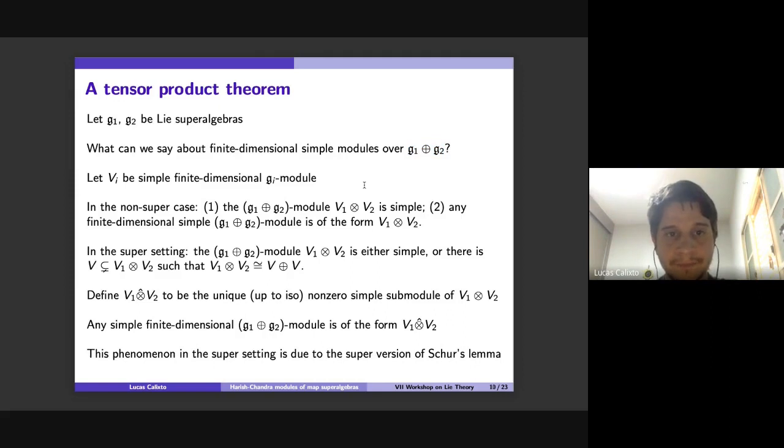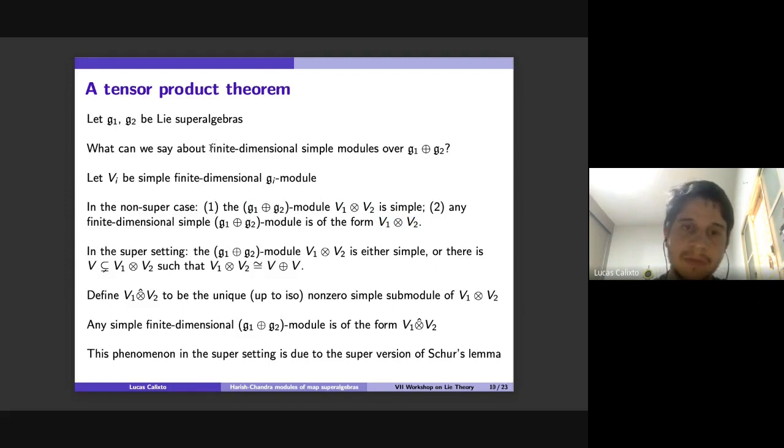In the non-super case, I'm going to state first the classification of modules over this direct sum. Let Vi be a simple finite dimensional Gi module, and assume that G1 and G2 are Lie algebras. We have these two statements. The first one says that if we take the tensor product of these two simple modules, then this tensor product is again simple over this direct sum. And moreover, any finite dimensional simple module is going to be of this form, right?